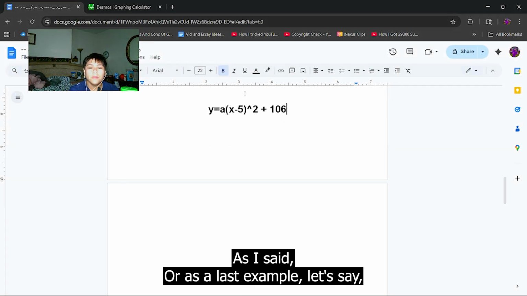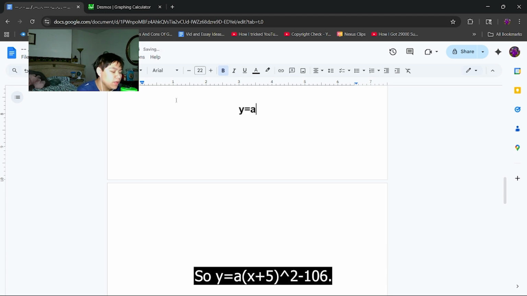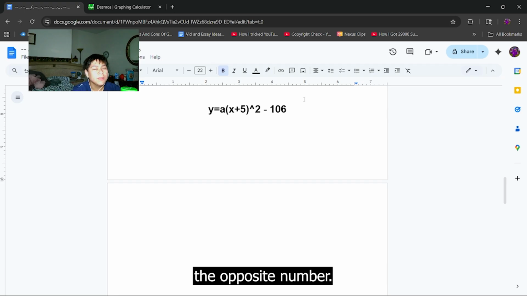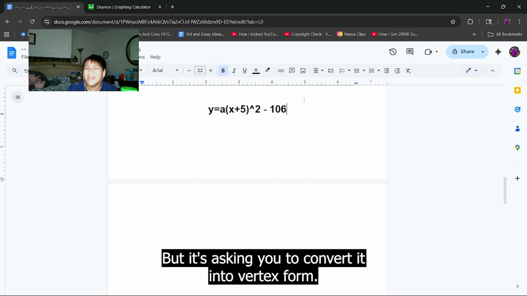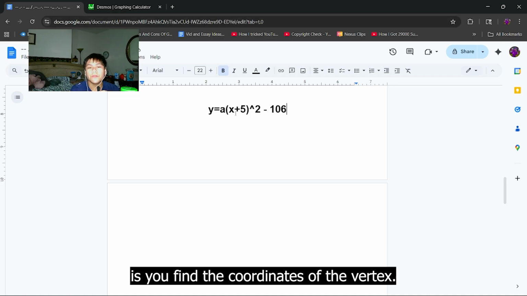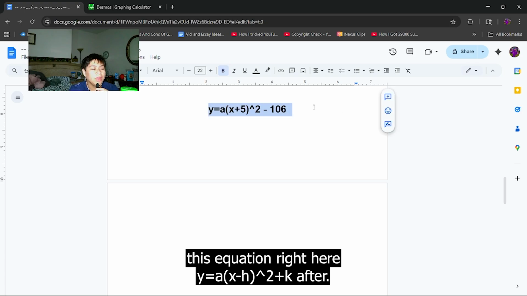Alright, as a last example, let's say my parabola has a vertex of negative 5, 106. We plug it in, so y equals a(x plus 5) squared minus 106. Since it already has negative 5, whatever is in the parentheses has to be the opposite number. Let's say that you're doing this on a test, on paper, and you have the graph, but it's asking you to convert it into vertex form. The first thing you would always do is find the coordinates of the vertex. You reverse the x coordinate of that vertex when plugging it into this equation right here, y equals a(x minus h) squared plus k.